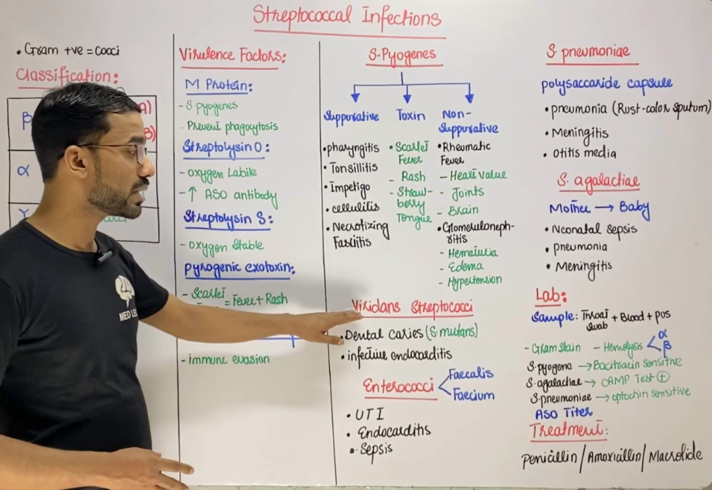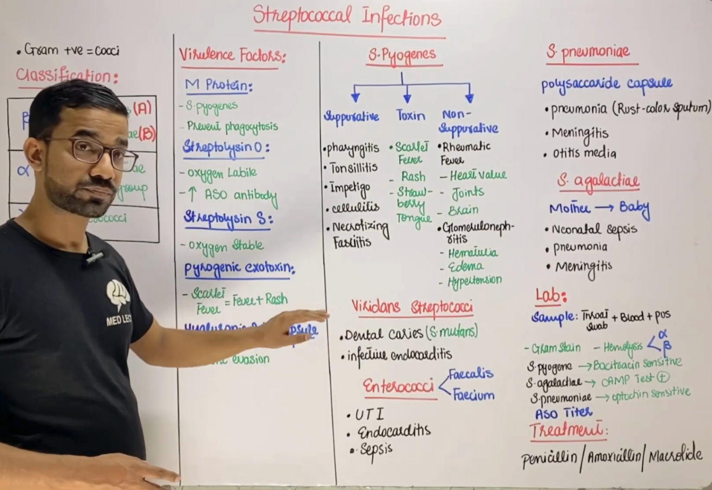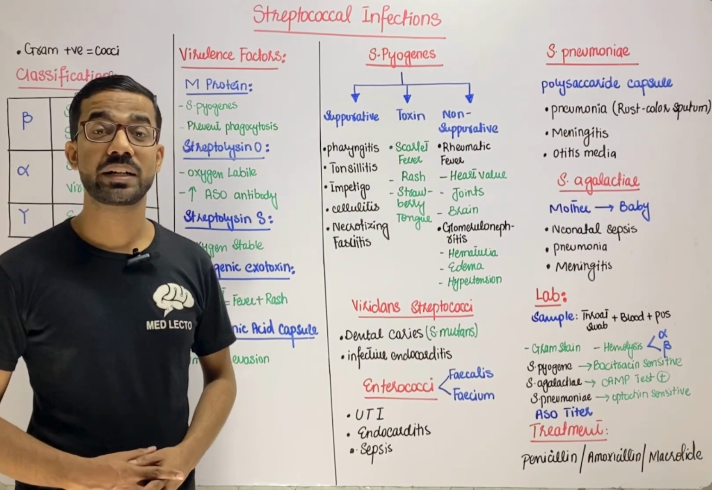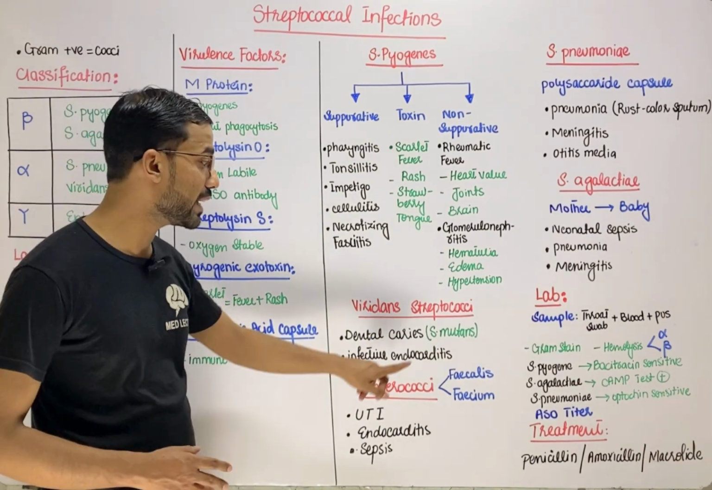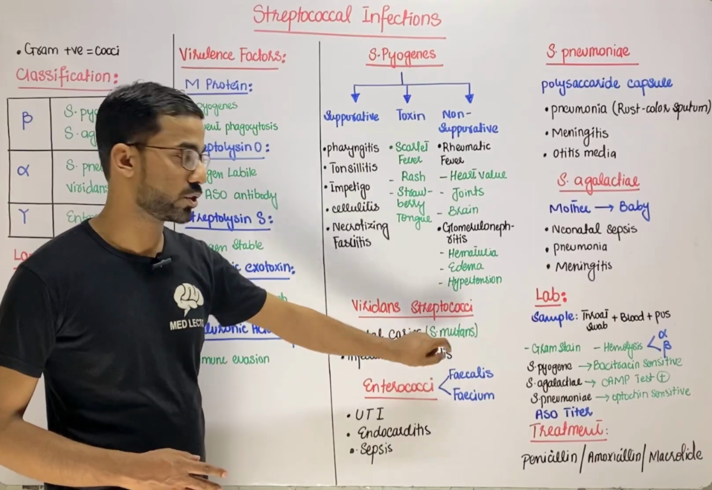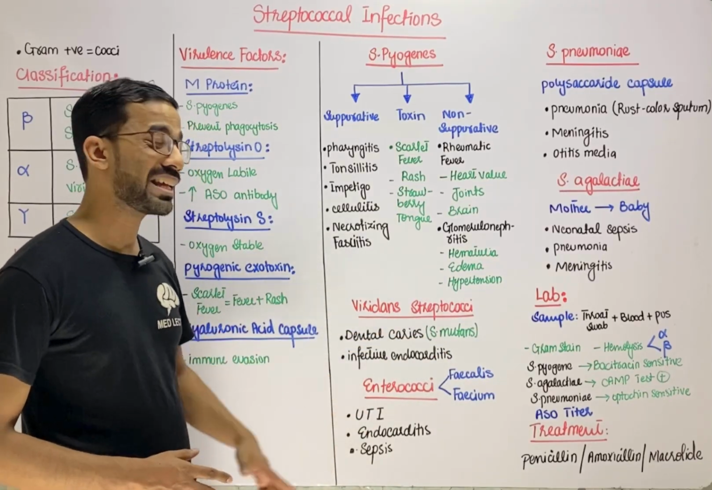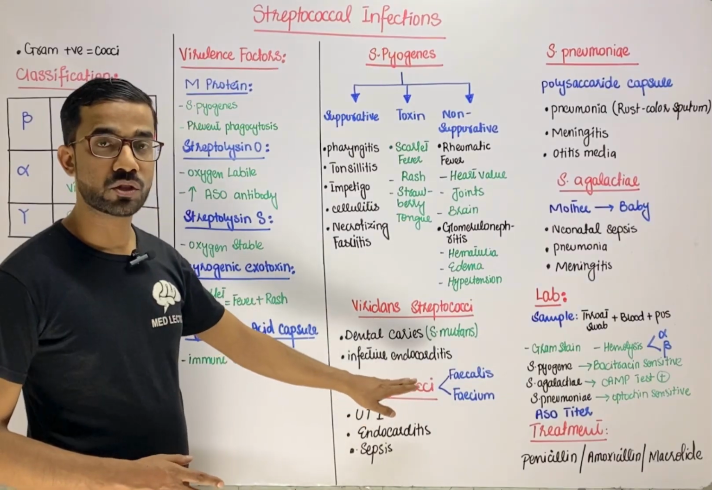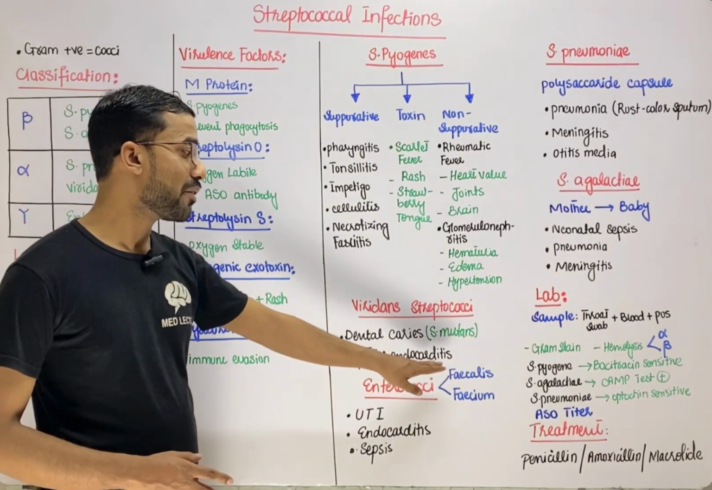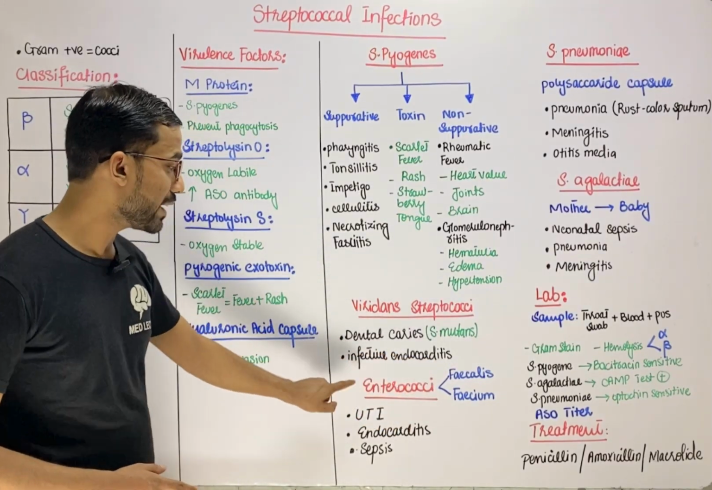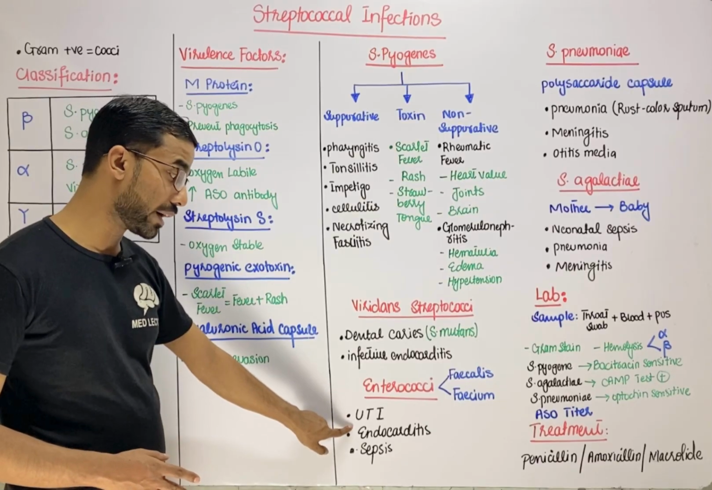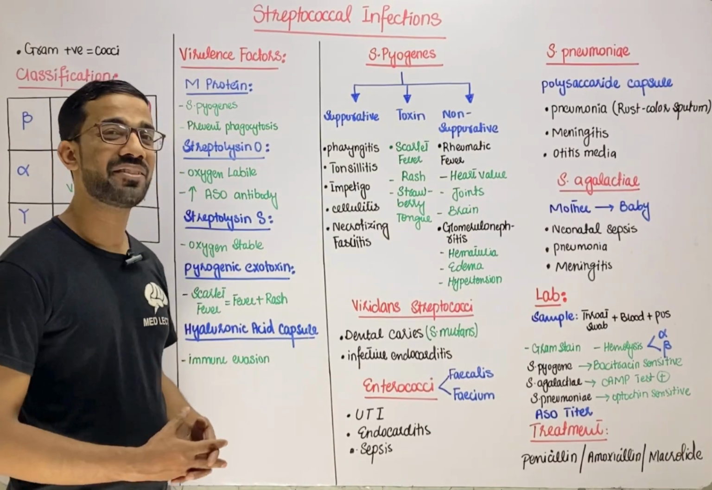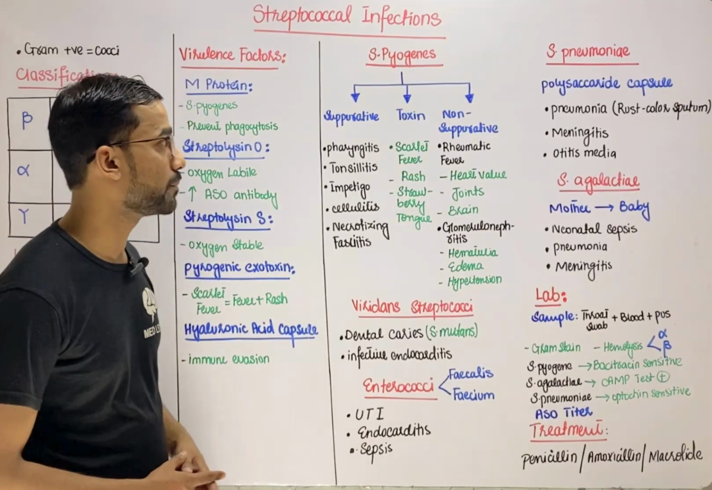Next is the viridans streptococci. In that case, you will see dental caries, cavity formation done by this bacteria, specifically Streptococcus mutans species. And it can also cause infective endocarditis. Next is the enterococci. You will see the two most important species, faecalis and faecium. It causes UTI and endocarditis, and it can also cause sepsis. So these are the different species and the diseases caused by these bacteria.